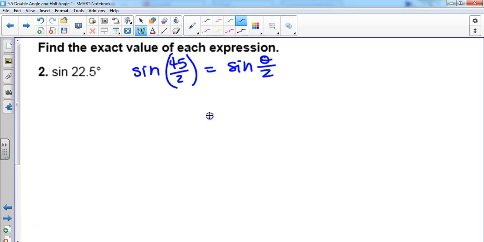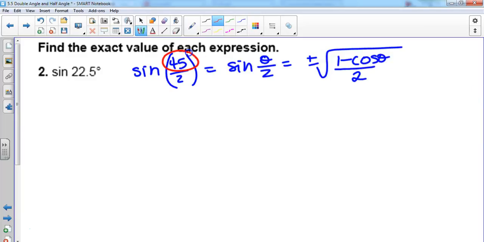Find it on your sheet. What's the rule for sine of theta over 2? Plus or minus the square root of 1 minus cosine theta, divided by 2. And we're using theta to be what number? No, after we divided by 2, we got 22.5. So theta was actually 45. Okay, this is 45.